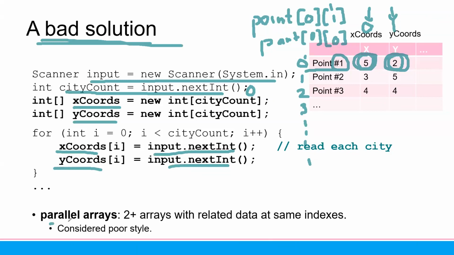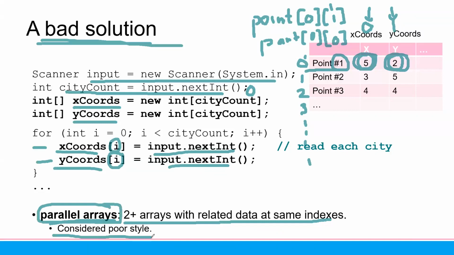Because in this case, we have some kind of parallel arrays: 2 or more arrays with related data at the same indexes. So we have this i, and also we have this i. Two parallel arrays, x and y, with the same indexes. In this case, it is considered poor style. I do not recommend writing this code, even though it works.